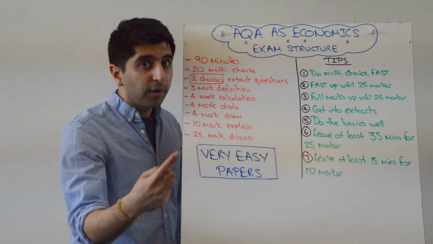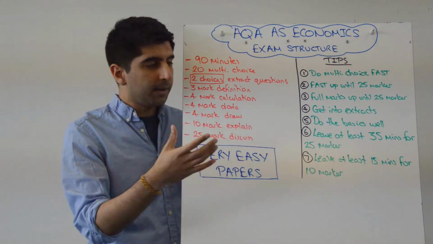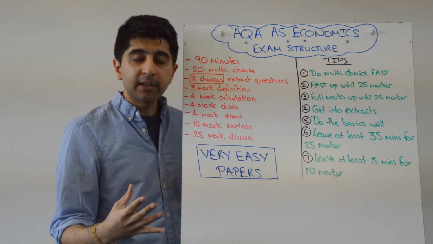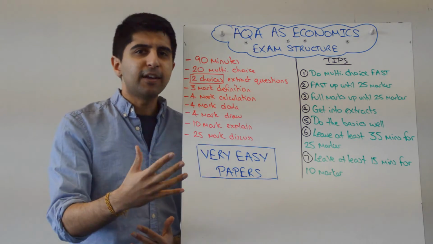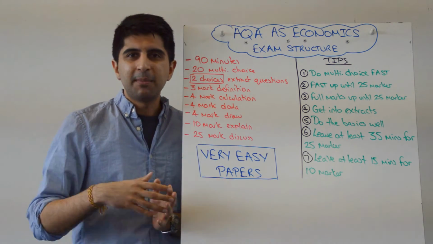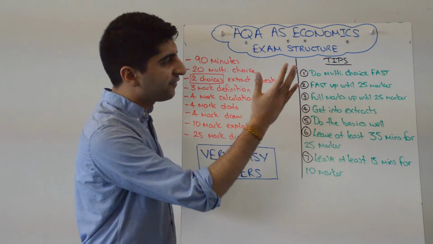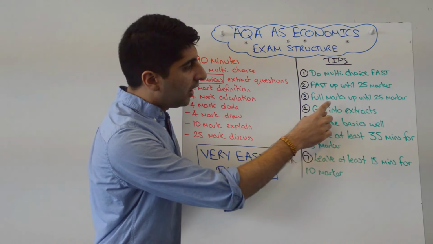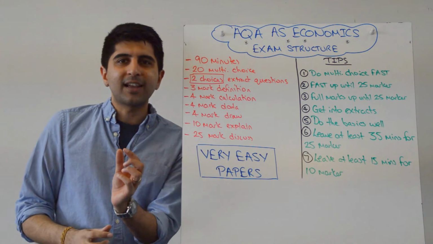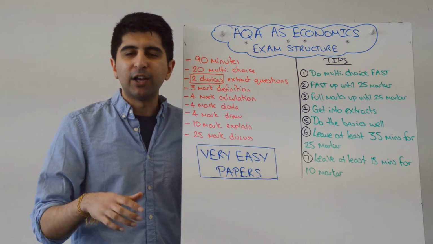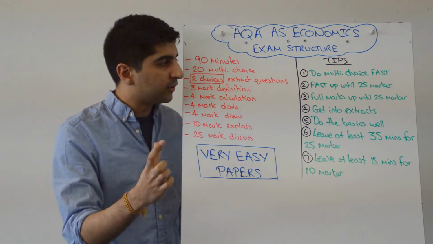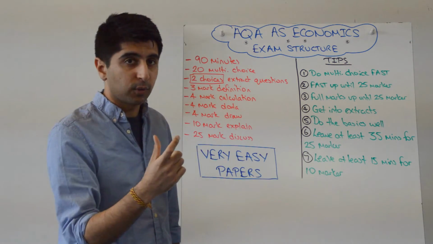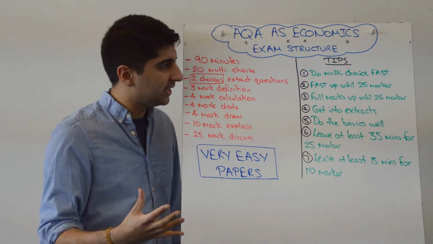You want to then keep going fast, so all these short questions, your 3-marker, your 4-markers, your 10-marker, they can be done fast too. There should be nothing to make you think really hard with those questions, so fast up until the 25 marker, after the multiple choice. You want to aim for full marks, guys, up until your 25 marker. No messing around. That should be your target. Full marks up until you get to the 25 marker, because the paper is so easy.